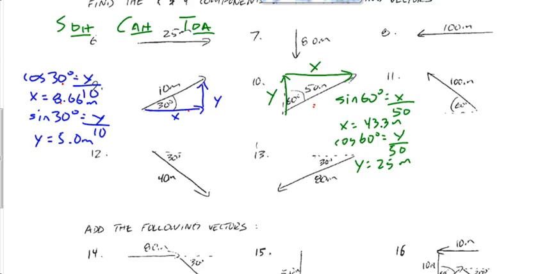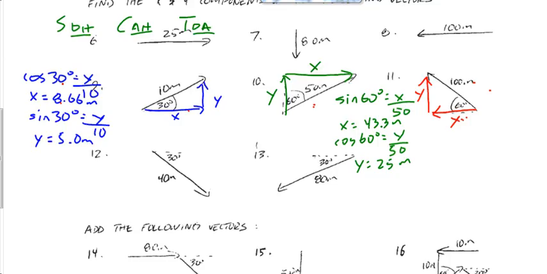So for this one, hey, we're going to draw our triangle like this. Which trig function would we use for x here? Cosine because it's the adjacent side. Cosine 60 is equal to x over 100. I think that's going to work out to be 50, isn't it? Okay. Sine 60 is equal to the y component over 100.